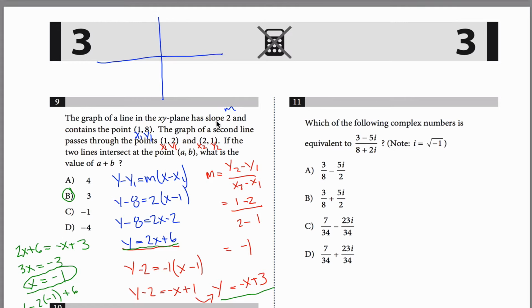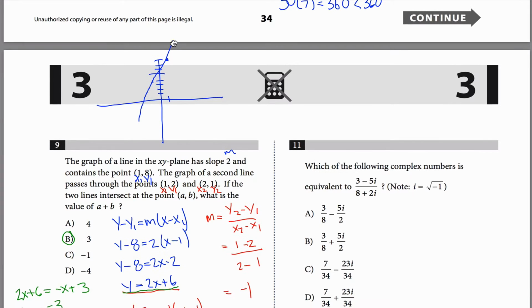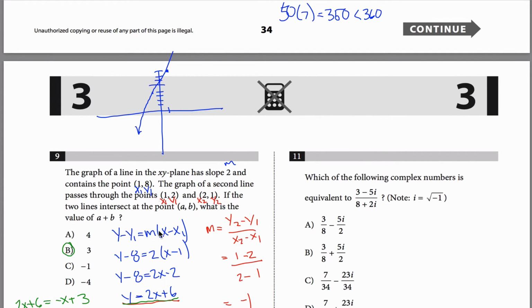So let's see. I know that the slope is 2 and it contains the point 1, 8. So when x equals 1, y equals 8, 1, 2, 3, 4, 5, 6, 7, 8. I'm talking about this point right here. And then it's got a slope of 2, so it goes up by 2 every time it goes to the right by 1. Similarly, it goes down by 2 every time it goes to the left by 1. So I guess something that looks, roughly speaking, like this. This is my line in blue here.